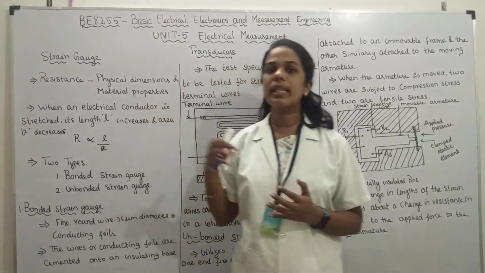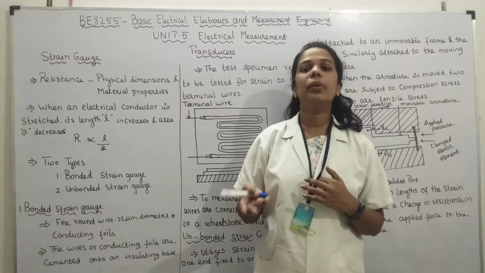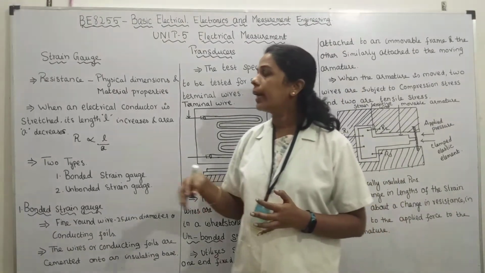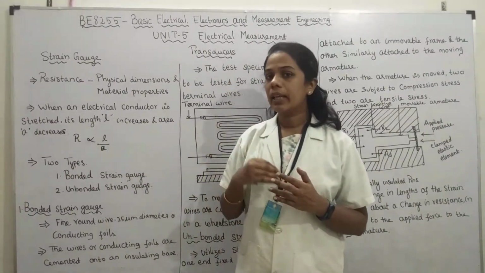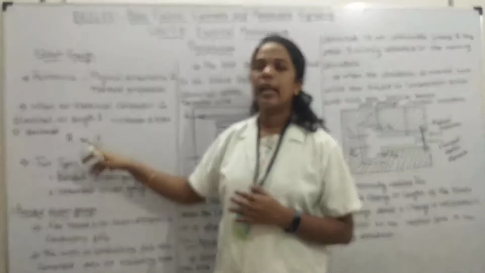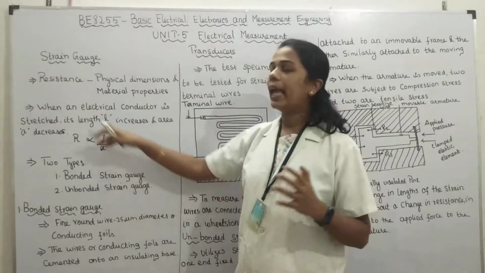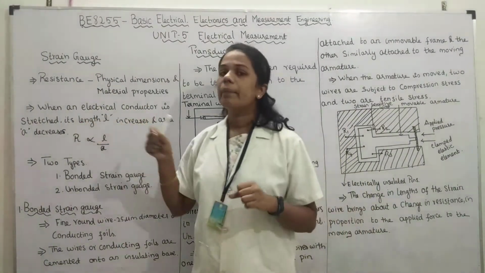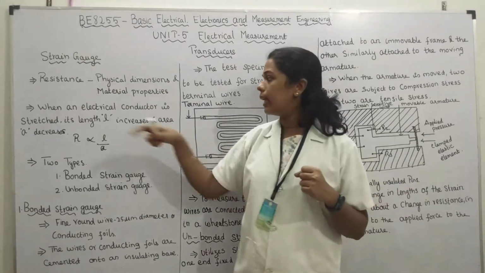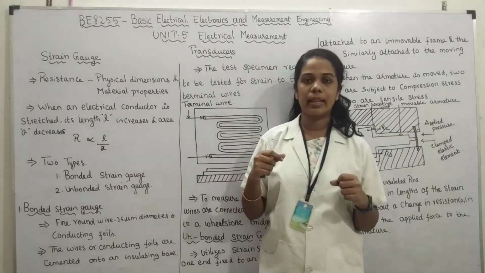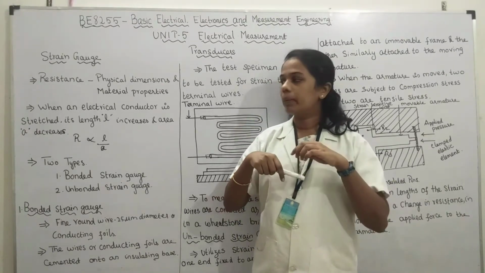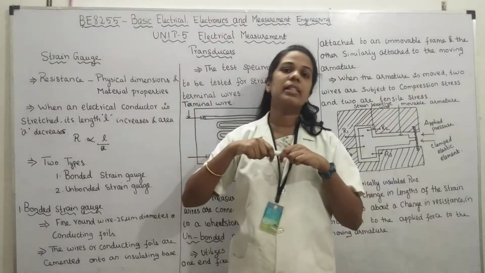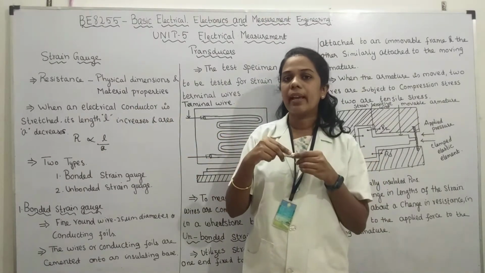Strain gauge means here the strain is converted into electrical energy. We know that resistance depends upon length and area. Resistance is directly proportional to length and inversely proportional to area. So when an electrical conductor is stretched, the length increases and the area decreases.